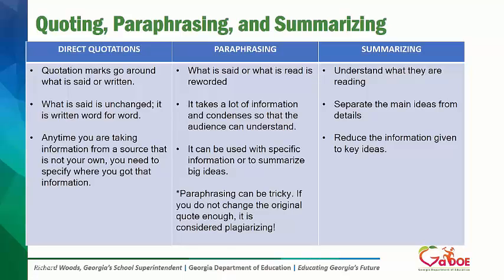And then summarizing is understanding what they are reading, separating the ideas from details, and reducing the information given to key ideas or what the main thing was about. One of the things that we try to do is a one-sentence summary. And if they can do that, then they're able to understand what they're trying to cite.